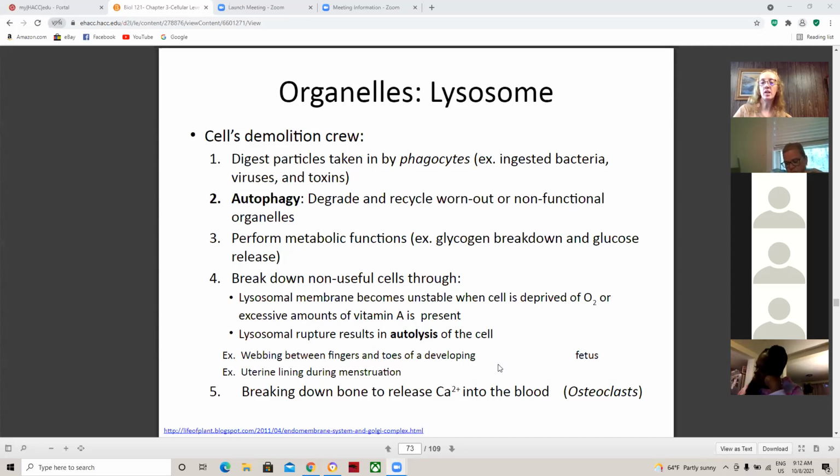Also, the uterine lining is broken down this way during menstruation. Moreover, as we're going to talk about in the next chapter, chapter 7, bone is broken down by osteoclasts to release the calcium via lysosomes.